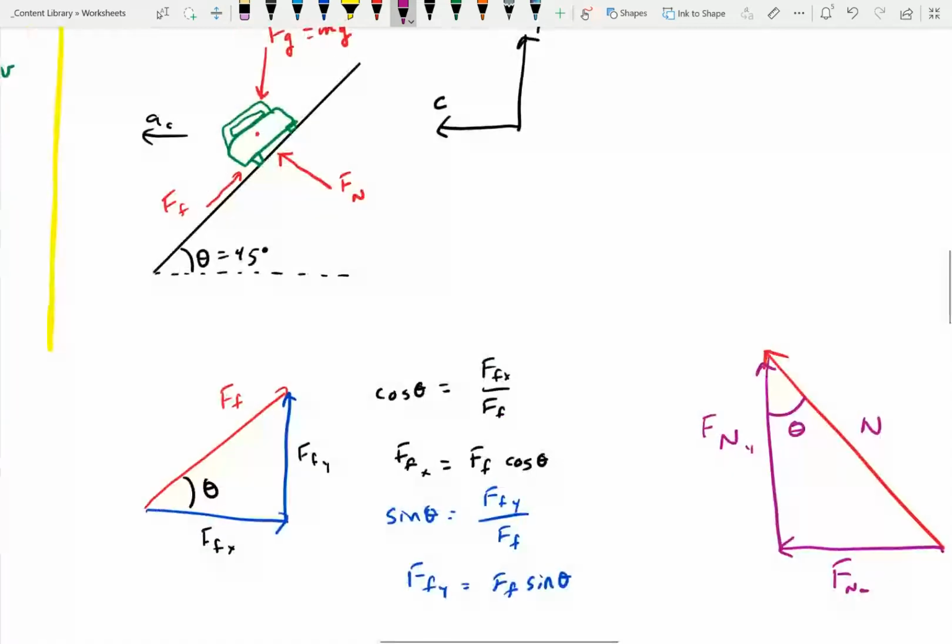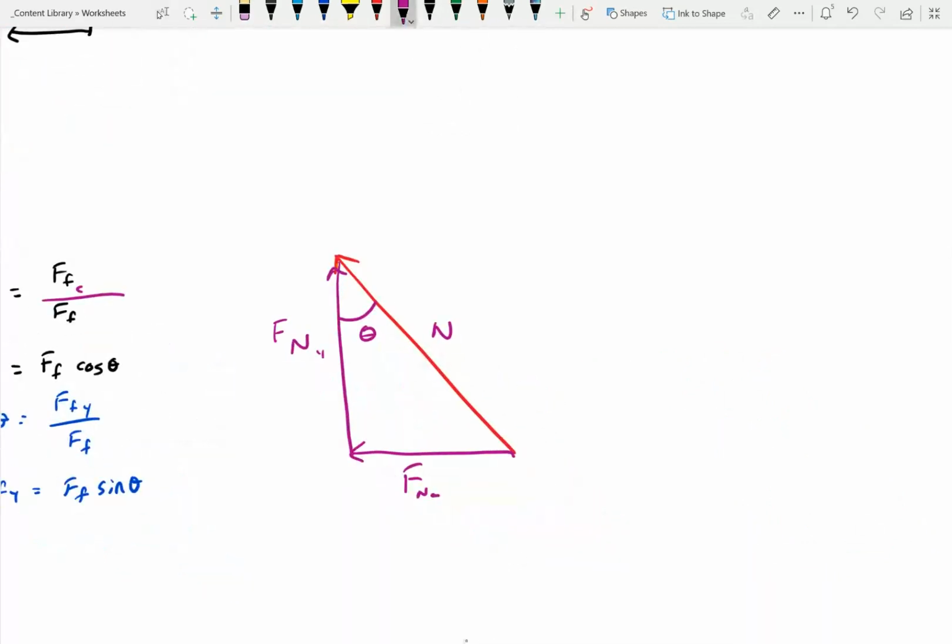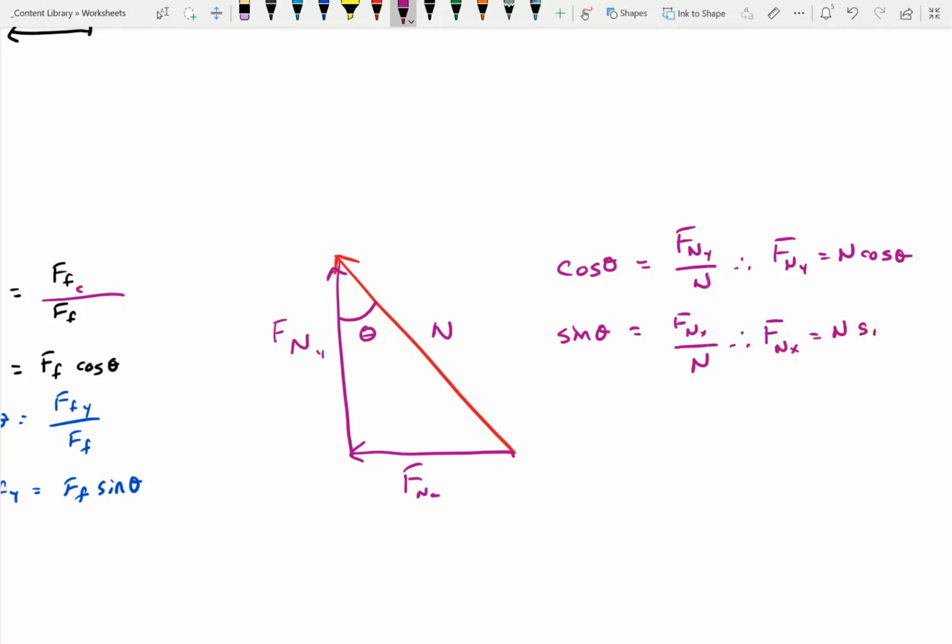And I should put C's, not X's. So here, I would have force normal y is the adjacent side, so cosine theta equals force normal y over normal. Therefore, force normal y is equal to normal cosine theta. Sine theta is equal to force normal x, the opposite side, over normal. Therefore, force normal x is equal to normal sine theta.